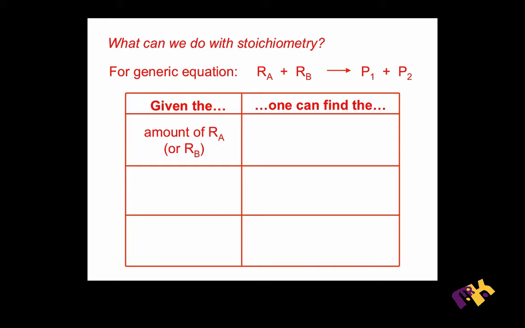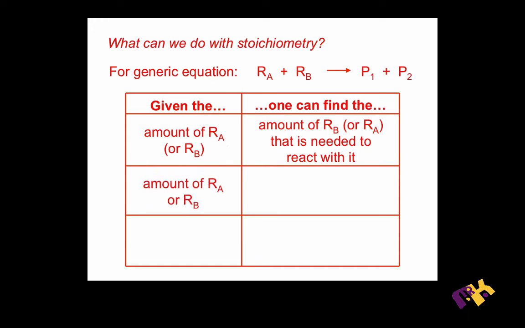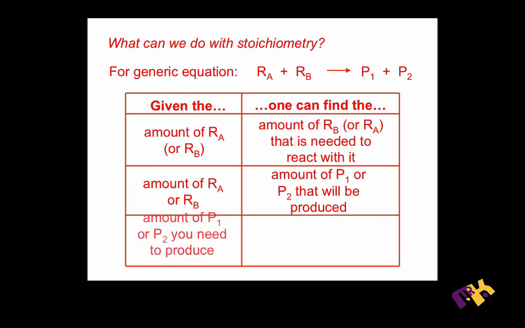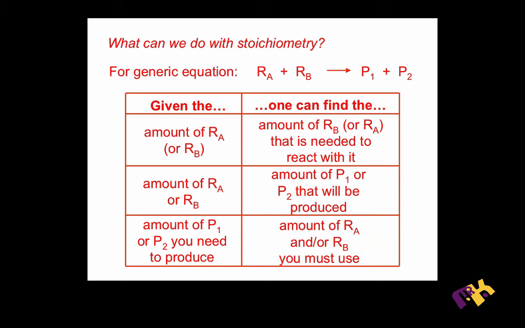Like if we're given the amount of reactant A or B, it doesn't matter, then we could find the amount of reactant B or A that's needed to react with it. If we were given the amount of reactant A or B, we'd also, from the balanced chemical equation, be able to tell you the amount of product 1 or product 2 that would be made. And finally, if we know the amount of product 1 or product 2 that we want to produce or that we have produced, then we can find the amount of the reactants of either one that we would need to use to do that. Right?